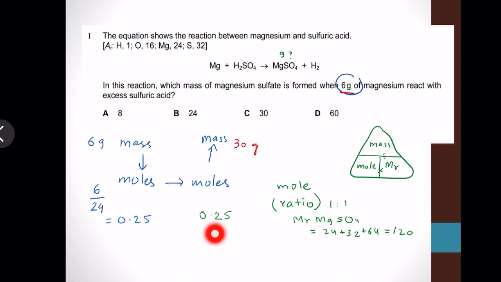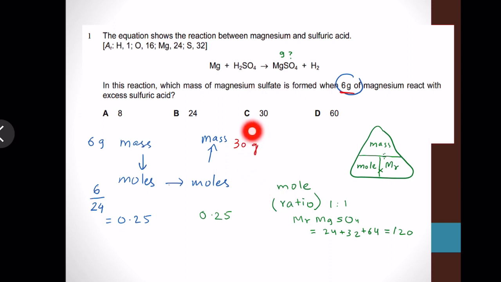Now you will change it again to mass. Apply the same formula. Mass is equal to number of moles times molar mass. For the molar mass of magnesium sulfate you will calculate: magnesium 24 atomic mass, sulfur is 32, oxygen is 4 times 16, so 120. The last step you will find mass. How? Mass equals moles times molar mass. So moles are calculated here from the ratio. Moles times molar mass. So your answer is 30 grams when you do this calculation.